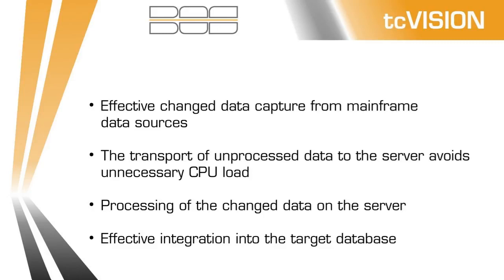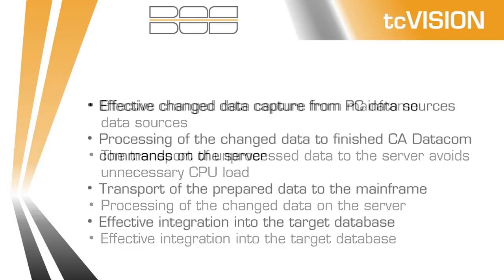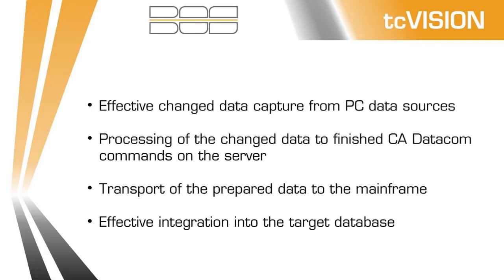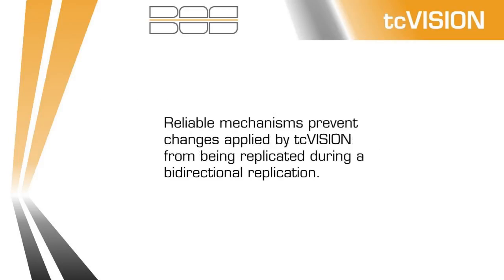What did we see today? We saw that tcVision can capture change data effectively from data sources on the mainframe, transport it to the server to be processed, and then integrate it into the target database. On the other side, we saw that tcVision can also capture the change data from PC sources, process them on the server, and send the processed data to the mainframe to be integrated into the respective target database. Changes applied by tcVision are prevented from being replicated during a bidirectional replication.